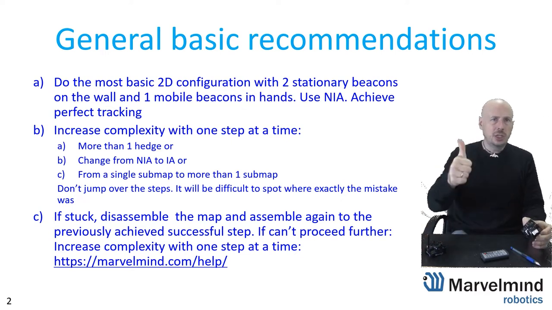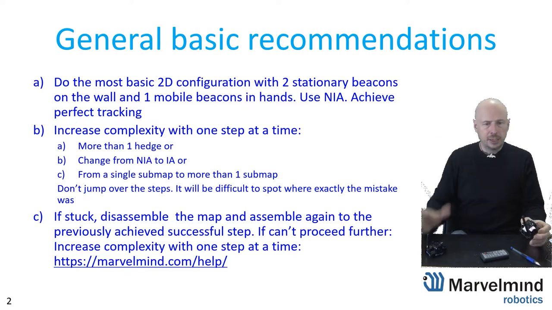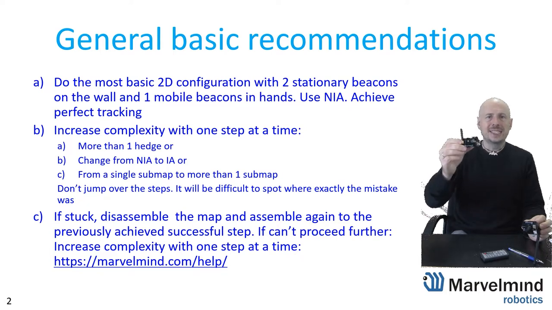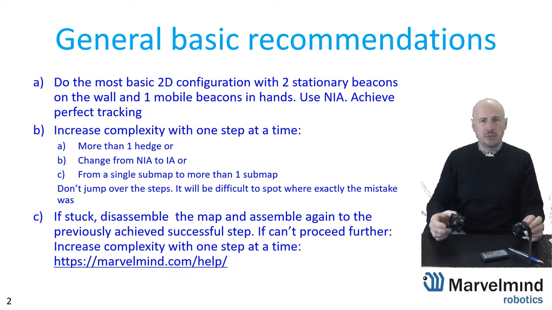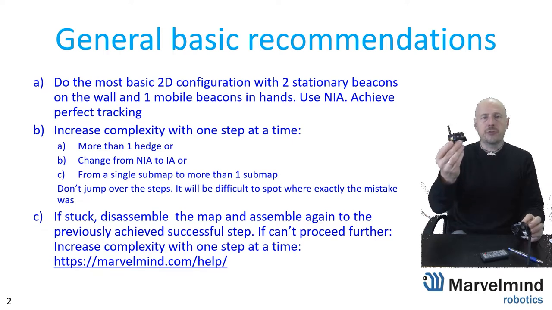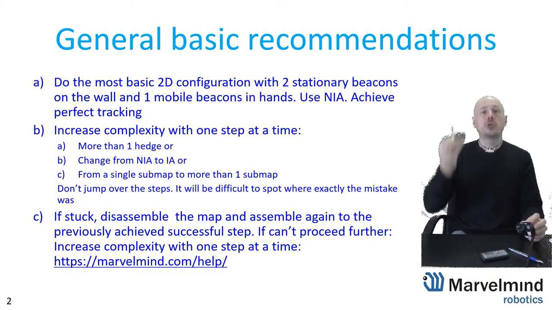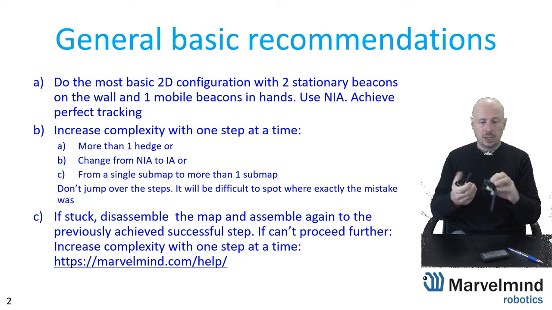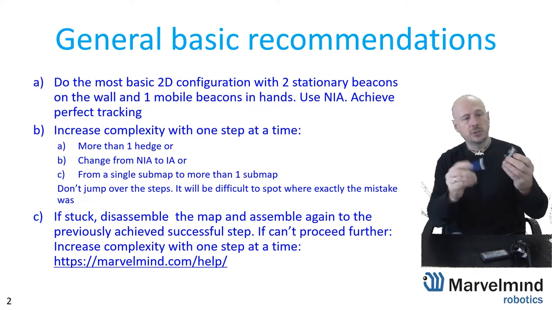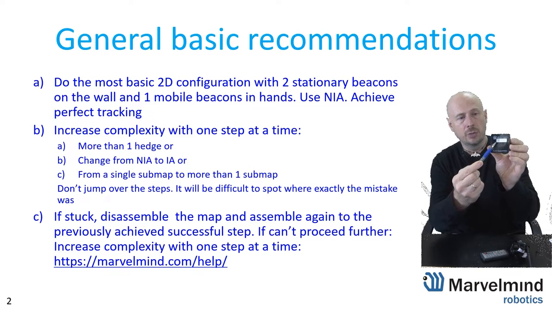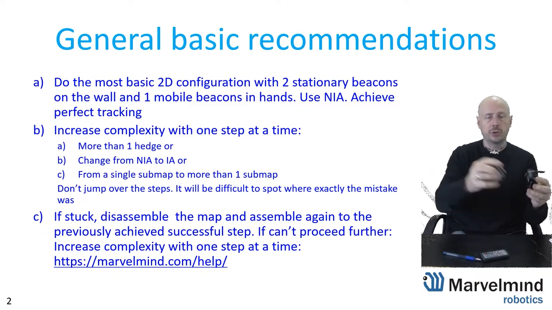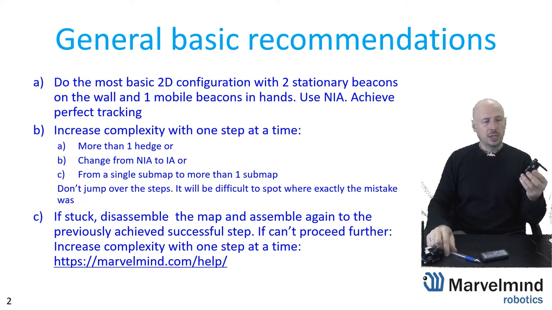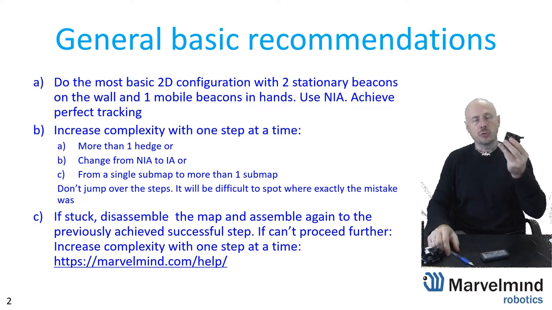And once again: 2D, one mobile beacon, and non-inverse architecture. Why non-inverse architecture? Because in non-inverse architecture, the mobile beacon is emitting and the station beacons are receiving. And whatever frequency you choose for the mobile beacon, you cannot make a mistake. In inverse architecture, you can make a mistake because there is a frequency written on the beacon. I will talk about this a bit later, but some people make the mistake of forcing the mobile beacon in inverse architecture to work on a non-native frequency.